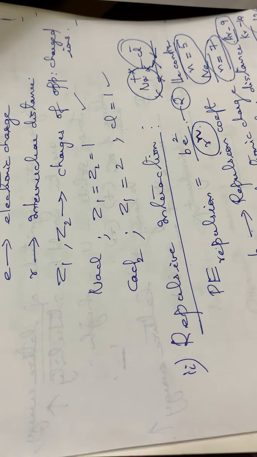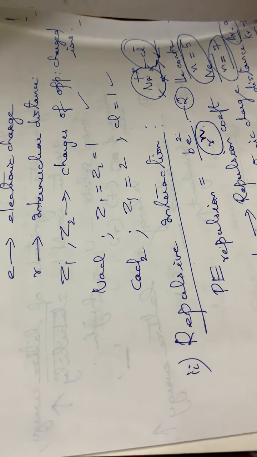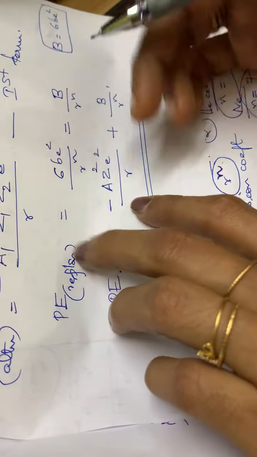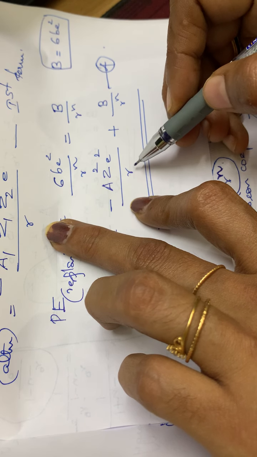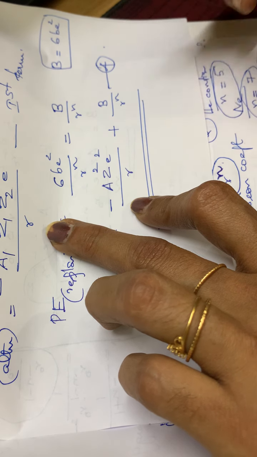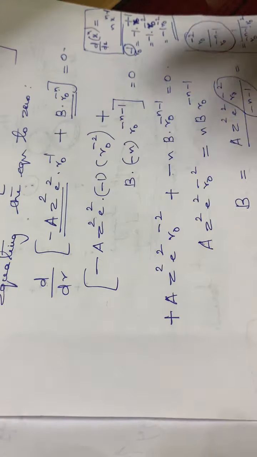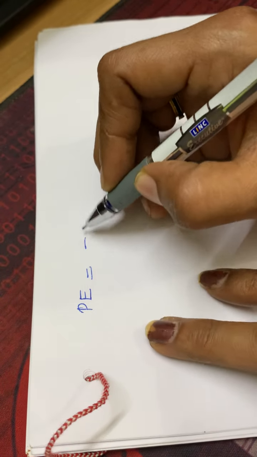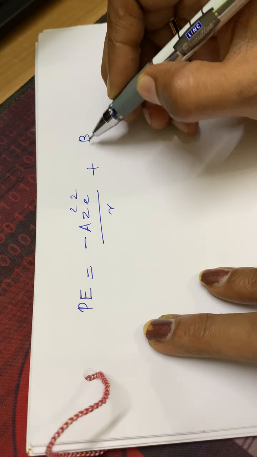That is the net potential energy by this Madelung constant, that is the equation, this one, equation 4: minus a z square into e square divided by r plus b by r raised to n. You have to substitute the value of b in this equation. Again I am writing the fourth equation here, that is potential energy, equal to minus a z square into e square divided by r plus b divided by r raised to n.